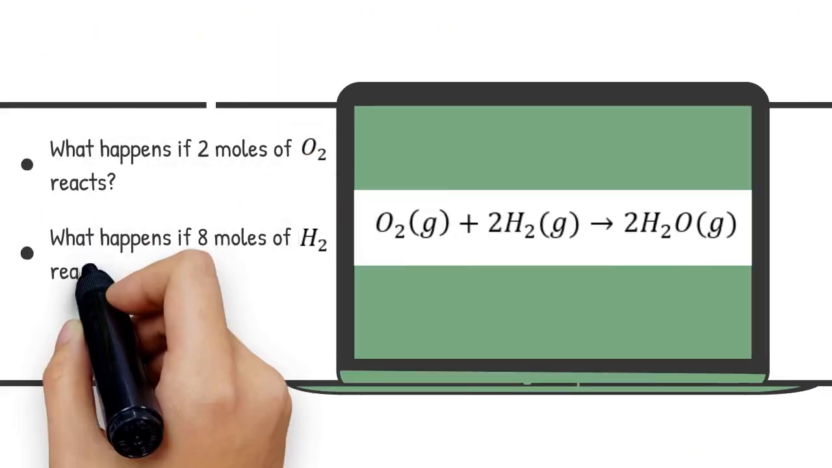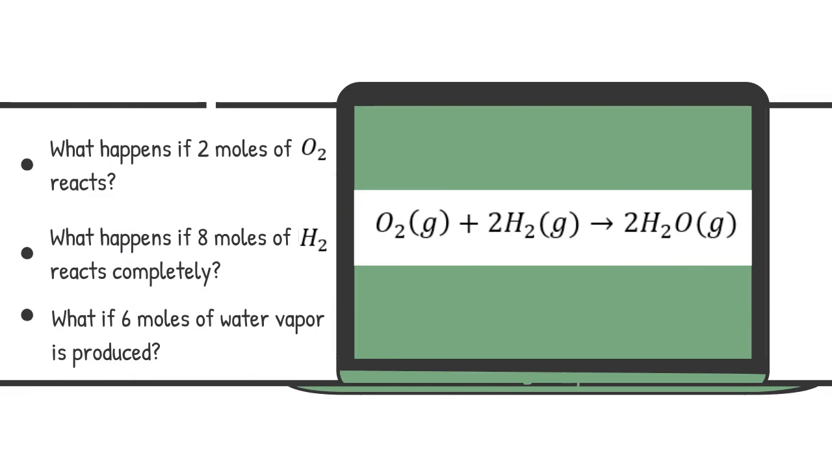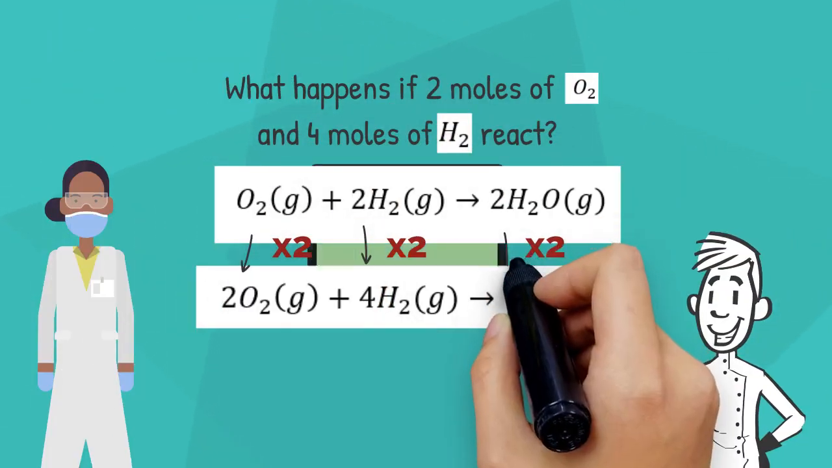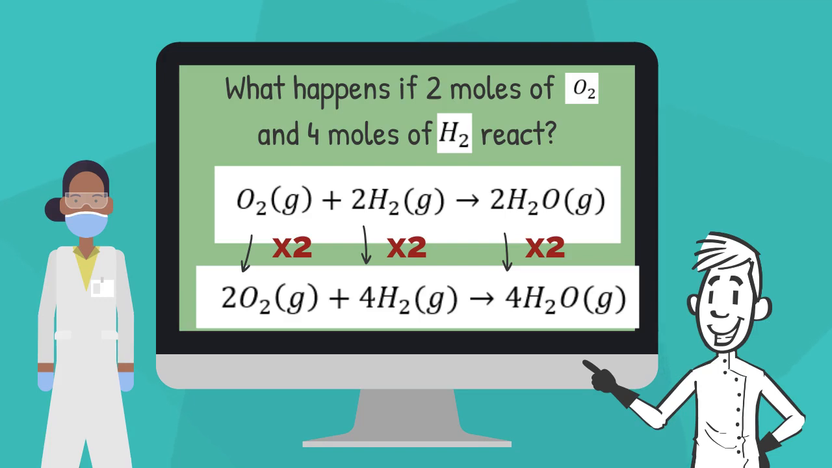In this segment of the video, we are going to review what happens when we vary the moles of the reactants and the moles of the products. This chemical reaction represents hydrogen combustion, where oxygen molecules interact with hydrogen molecules to form water vapor. The ratio between the oxygen molecules, hydrogen molecules, and the water molecules will remain the same.